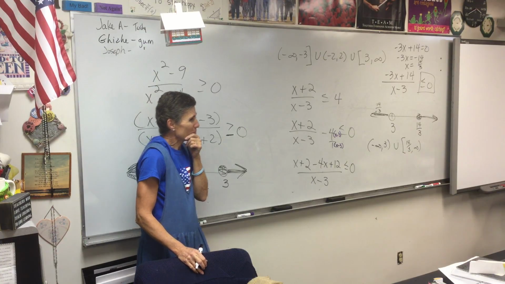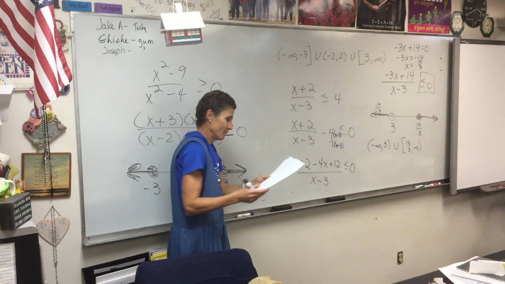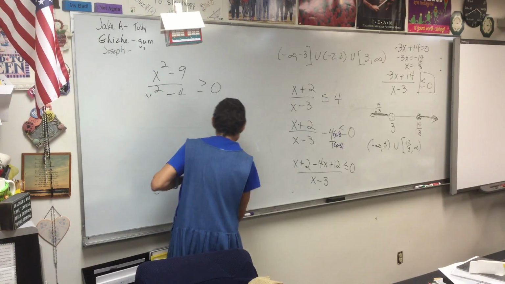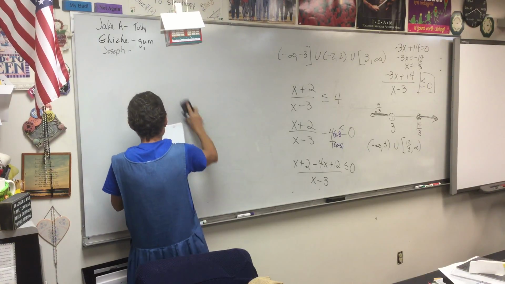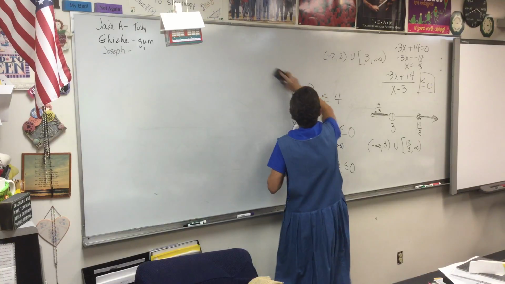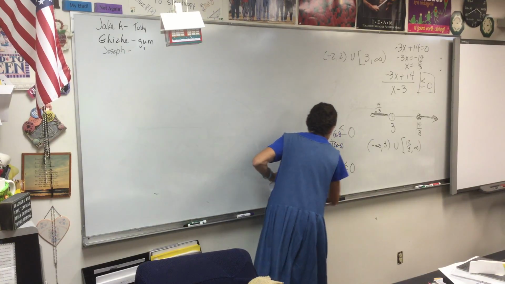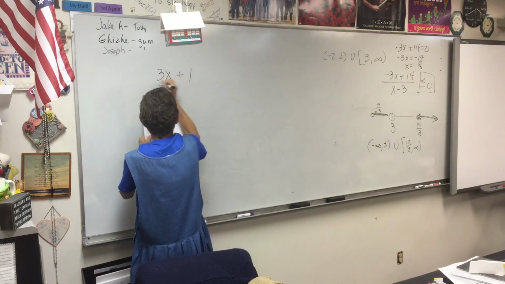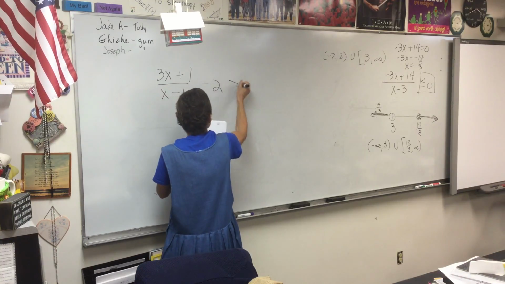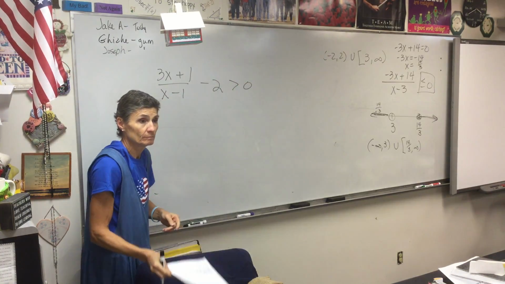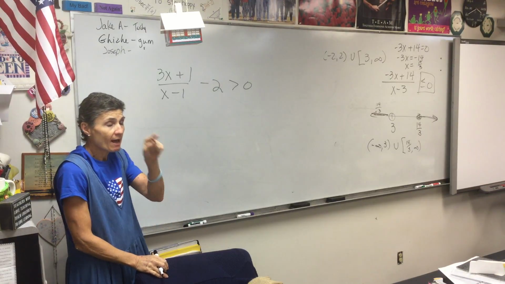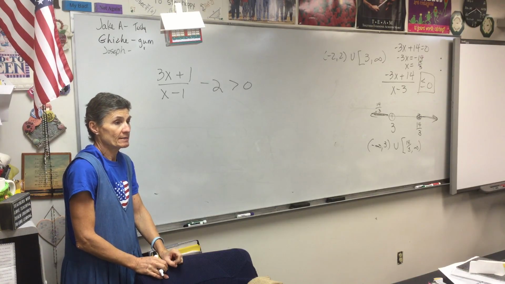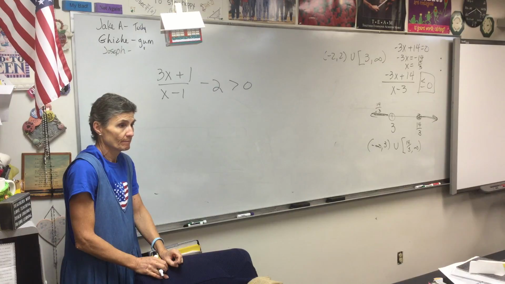All right, we got one more. What do you think we're going to do with this one? Same thing as last time. What is wrong with the problem? It does not have a 0. So we're going to set it equal to 0, and that means subtracting the 2. You must have a 0 if you're doing an inequality. Zeros and number lines are part of the inequality process.